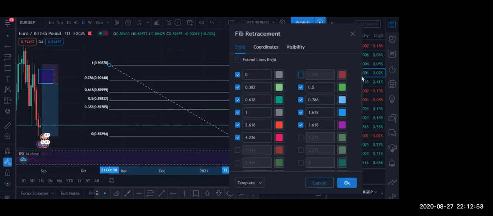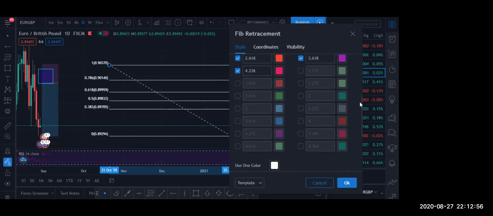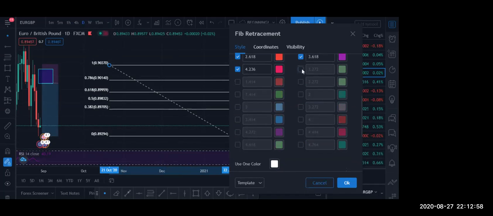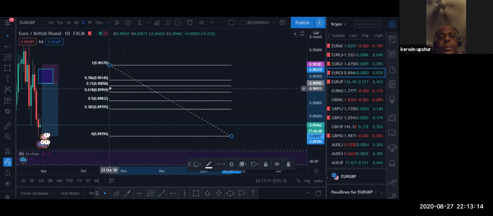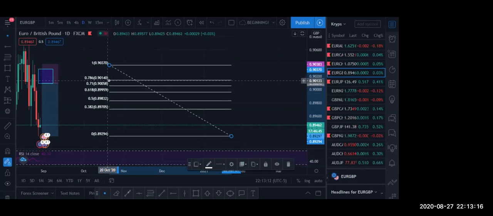If you want to add in more, then you just come over to the side and come to this one. I'm going to say 0.78. No, 0.71. And then you see it popped up right here in the middle. So that's how you can add and take off fibs. And once you've got it set, then you can use it on whatever chart.